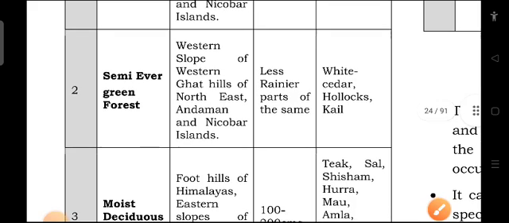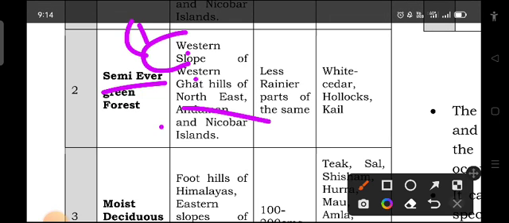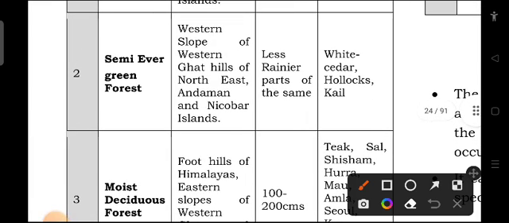The next one is the semi-evergreen forest. They are found on the western slope of the Western Ghats, like the evergreen, and also in the northeast and the Andaman and Nicobar Islands. The rainfall is less, in the less rainy parts of the same areas. If we have more than 200 centimeters of rainfall, it is evergreen; semi-evergreen is in the less rainy areas. The trees growing here are white cedar, hollock, and kail.